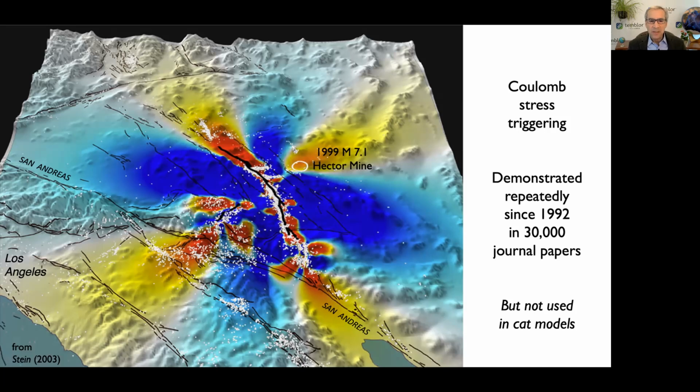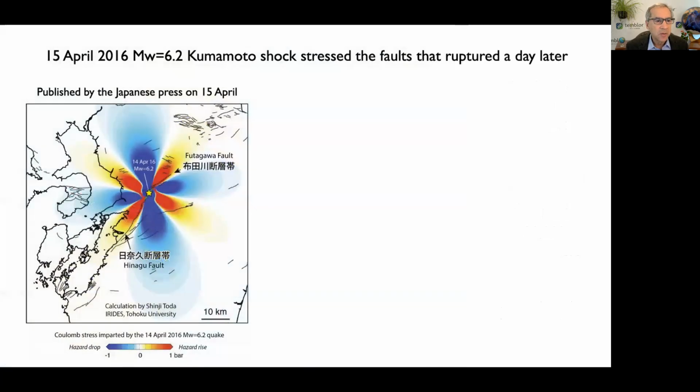So now I want to focus on a few cases where you can see these calculations that are done in advance of that second earthquake. So it is a blind forecast. And the first is one that was promoted by our team member, Shinji Toda, also at Tohoku University.